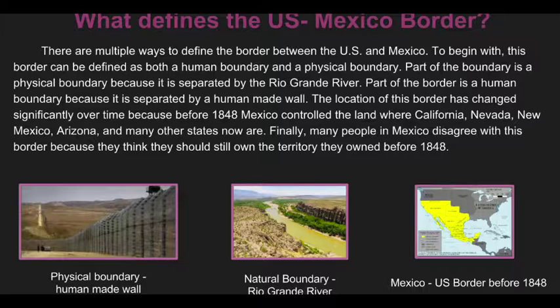The location of this border has changed significantly over time. Before 1848, Mexico controlled the land where California, Nevada, New Mexico, Arizona, and many other states are now. Finally, many people in Mexico disagree with this border because they think that they should still own the territory they owned before 1848.